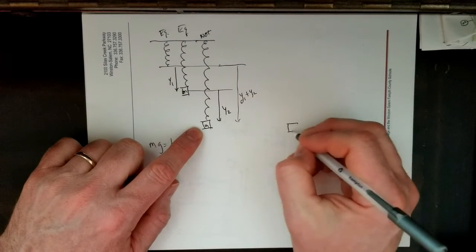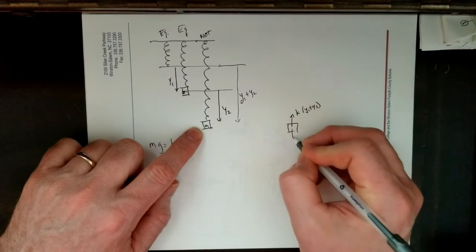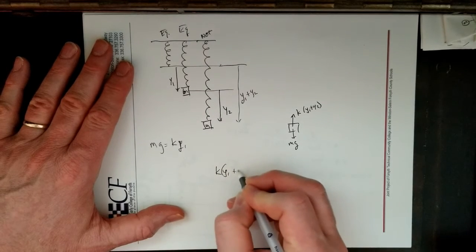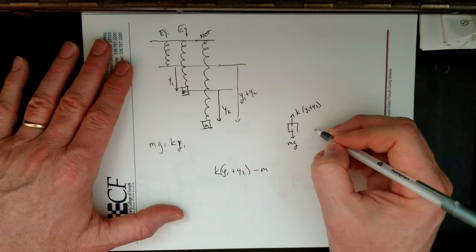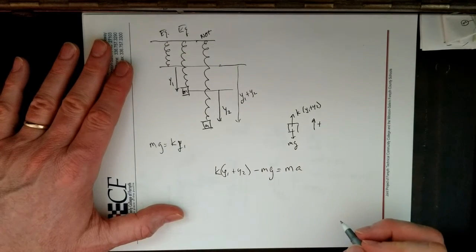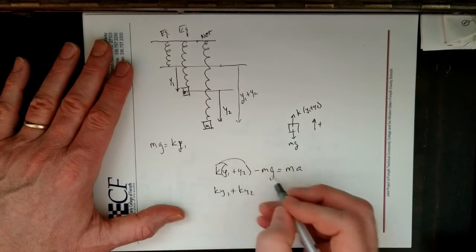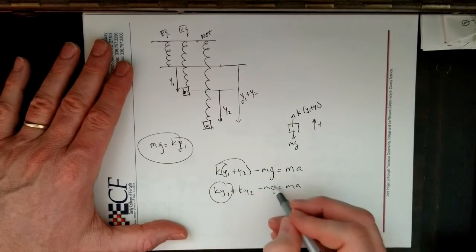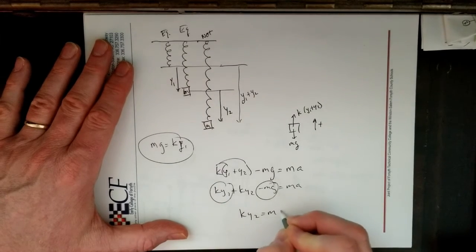So if I look at the forces acting on it, I have k times y1 plus y2, and then mg acting down. So I have k(y1 plus y2) minus mg, I guess I'm now making up positive, minus mg equals mass times acceleration. I have ky1 plus ky2 distributing, minus mg equals ma. Well, from right here, I know that ky1 and mg are equal to each other, so those will cancel out, so I'm left with ky2 is equal to ma.